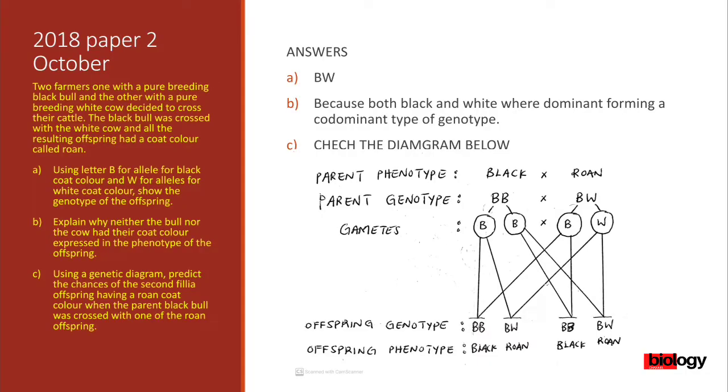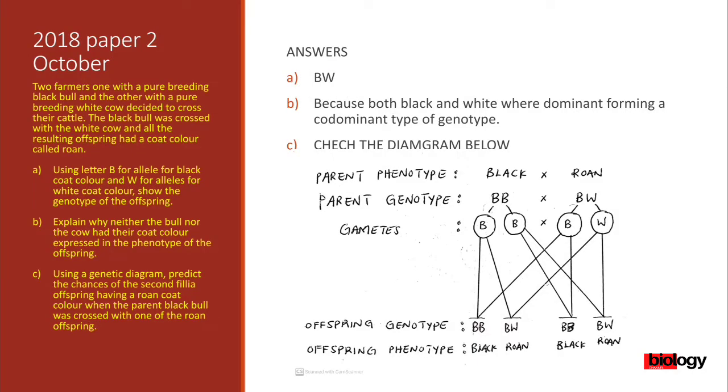So parent black bull, and we've got a roan parent as well, who was an offspring to this same parent black bull. So those are the parents. We've got a black bull and a roan offspring. And then what are the genotypes now? Parent genotype. We've got capital letter B, capital letter B. And then for roan, we've got capital letter B, capital letter W, because that's the genotype for the roan offspring, according to what we had found under question A.